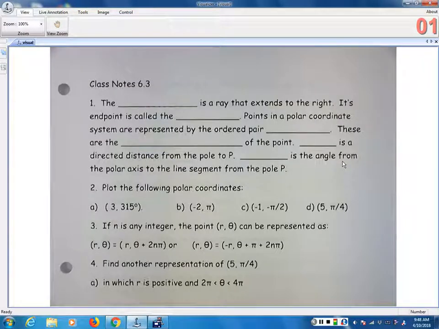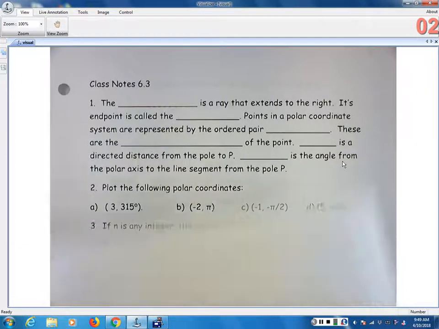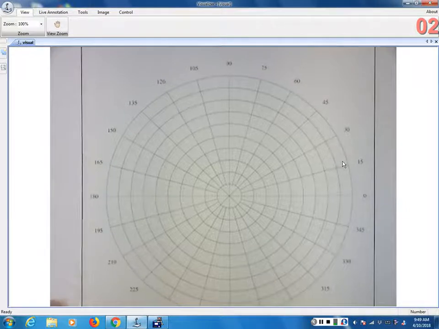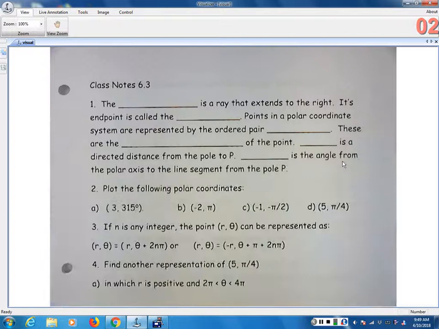This is a totally different section now. This is polar coordinates, but we use the concept. That's why I passed out this paper. Did everybody get one of these? We're going to be drawing. We're going to be using polar coordinates and converting back and forth to rectangular. So it's different, but we have to use the concept we've learned.